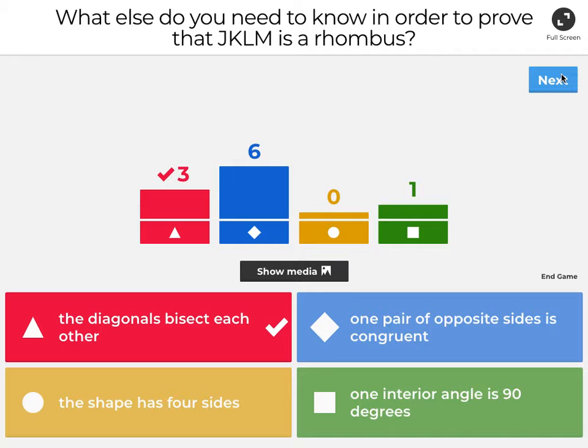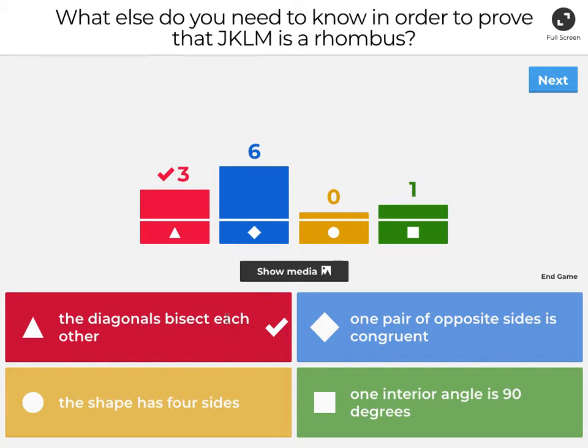One pair of opposite sides could be congruent, right? But maybe the other pair of opposite sides wouldn't be congruent. But if the diagonals bisect each other, that's a condition for a parallelogram. So if the diagonals bisect each other, then it's got to be a parallelogram. Does that make sense to you guys?